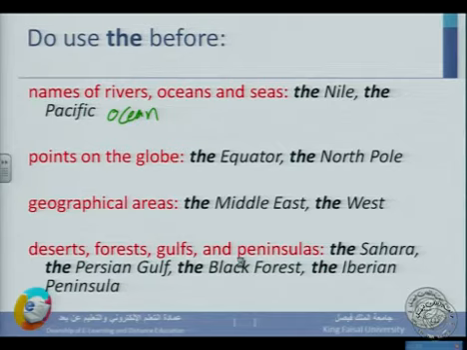Also we use the with the points on the globe.